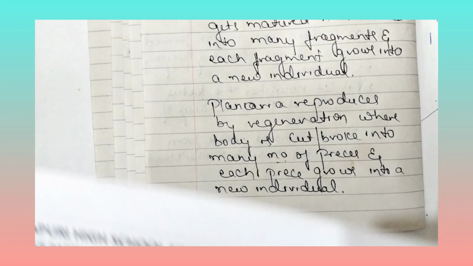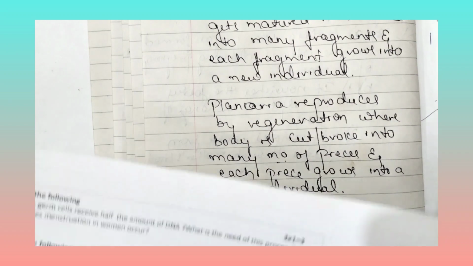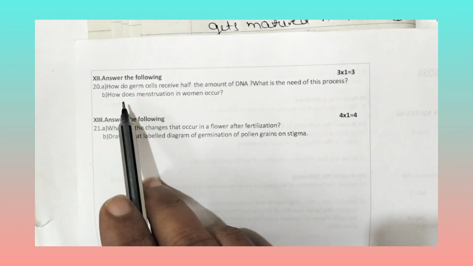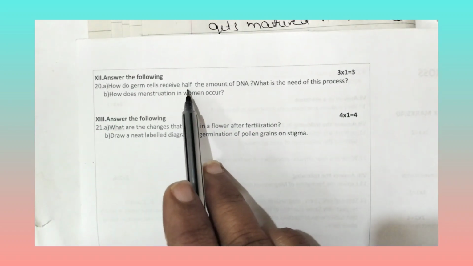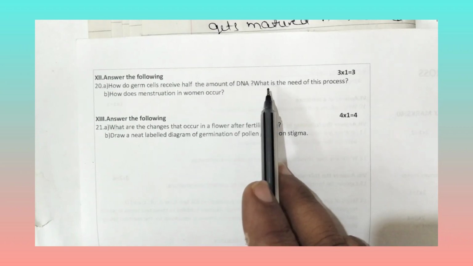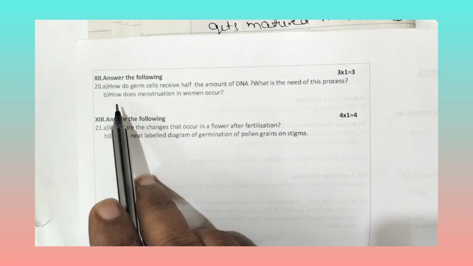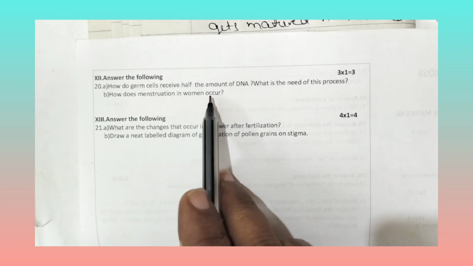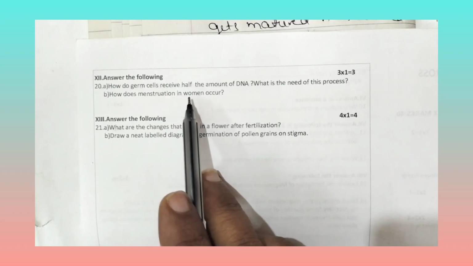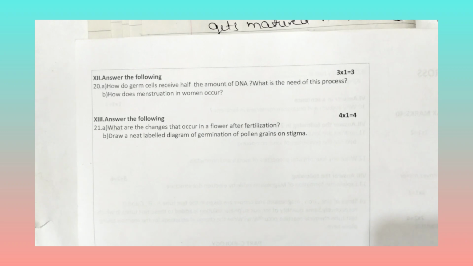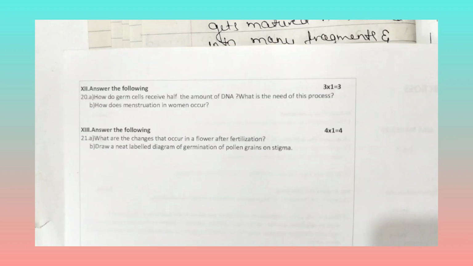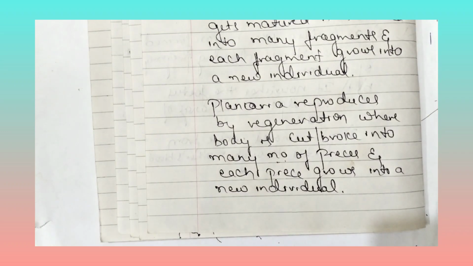Now let us move to question number 20. In question number 20, they have asked, how do germ cells receive half the amount of DNA? What is the need of this process? Then how does menstruation in women occur? So now let us answer both the questions.